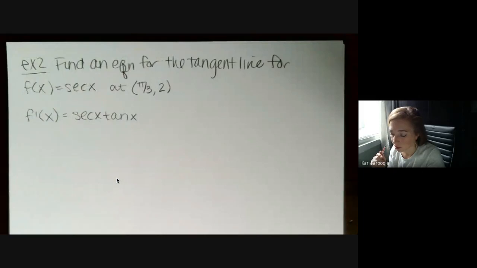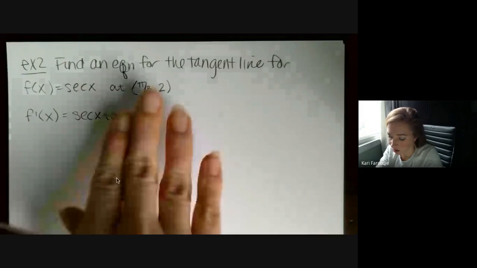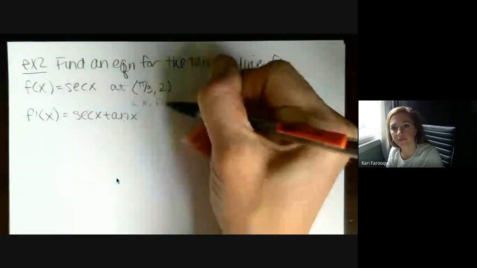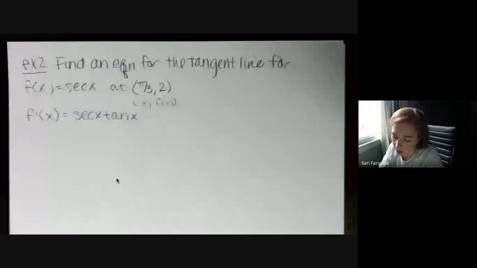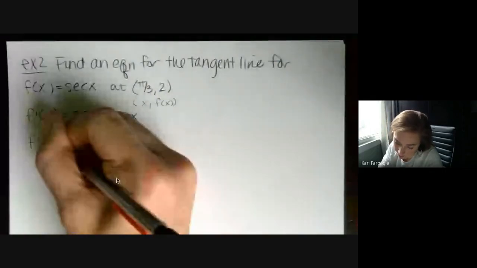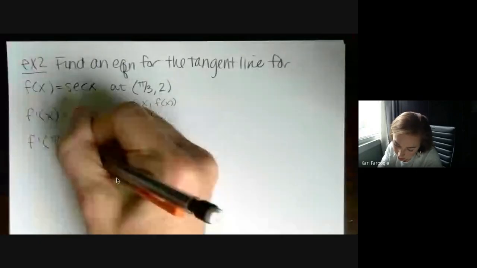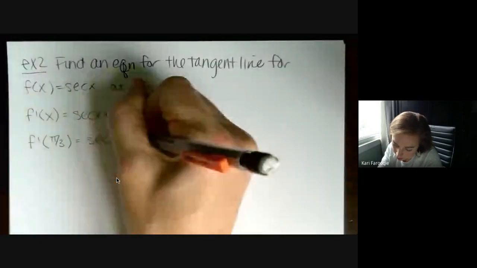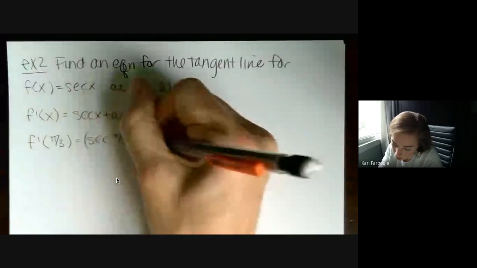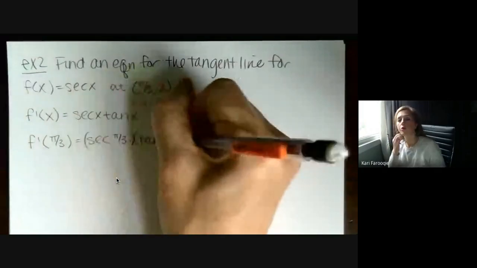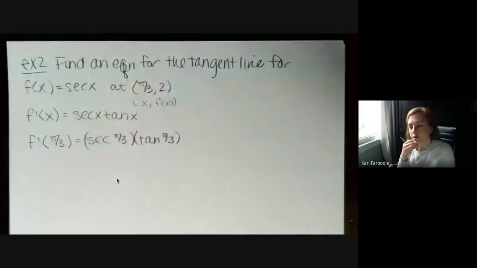Now we're trying to figure out the slope at this point. Remember that this point is x and then f of x. So I'm looking for f prime at pi over 3. So I need the secant of pi over 3 times the tangent of pi over 3. And this is going to give me the slope at pi over 3 too.